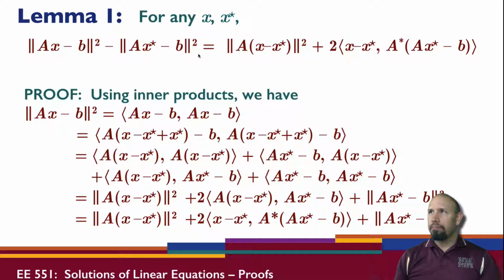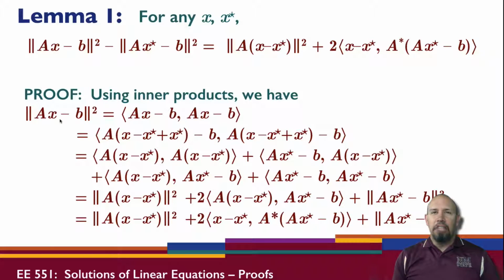All right, so first we're going to introduce a lemma, which is a small result that's used to prove the bigger results. Lemma 1 says that for any x and x star, in this case, x star is not necessarily a minimizer, just any x star, just a different vector than x. The difference in norms between Ax minus b and Ax star minus b is equal to this stuff. Okay, I have the norm of A times x minus x star, quantity squared, and then this inner product thing, this cross term. So let's see how this works.